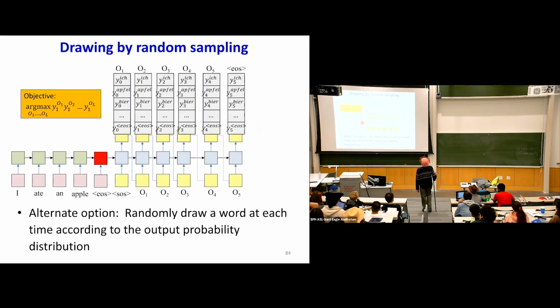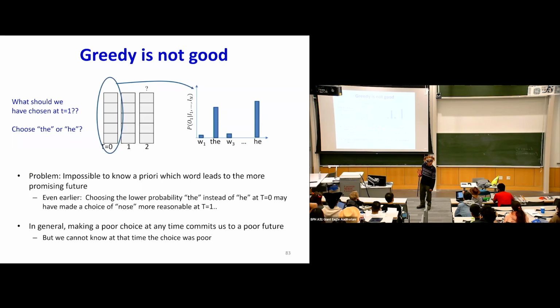So here's another way. We know that being greedy can be bad, right? But if I were to choose randomly, according to my probability distribution, then I had "nose" with a probability 0.5, "knows" with a probability 0.495. If I had randomly chosen, there was a reasonable probability that I'd chosen the second word, and I'm going to get a more structured sentence overall, right?